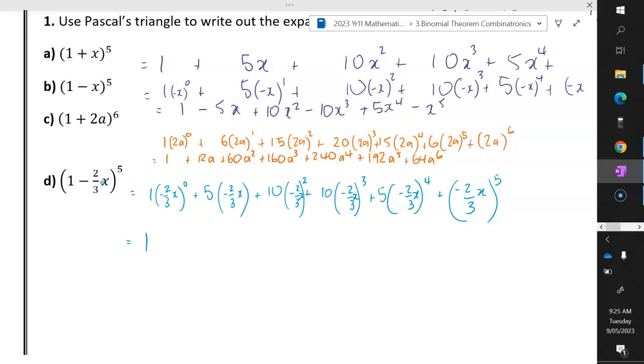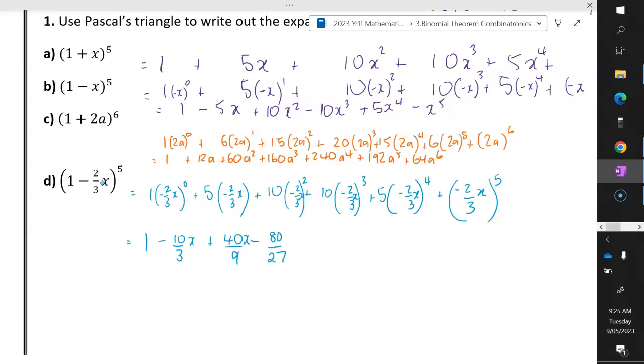We're going to have 1 for the first part, because anything to the 0 is 1. We're going to have minus 10 on 3x. So I'm basically just expanding out the brackets. The squared is going to square the negative, so the negative is going to go away, but when we're squaring a fraction, we're squaring the top and the bottom. So I'm going to end up with 4/9, but the 4/9 is being times by the 10, so it's going to be 40 on 9. The cube's going to let the negative go through, so we're going to have, what do we got, 80 on the top and 27 on the bottom.